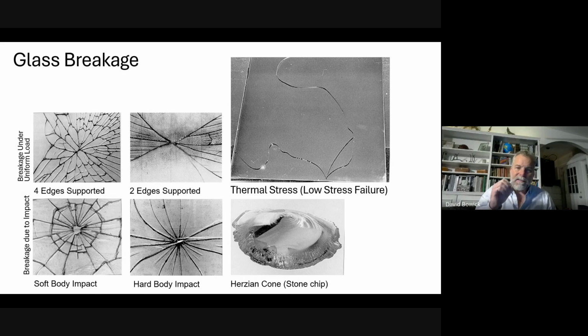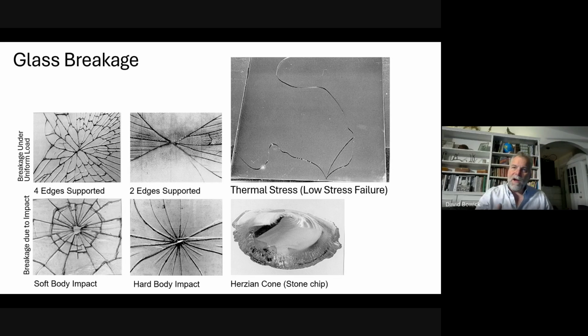So cracks that more or less start from the middle and migrate to the perimeter radially, and then annular cracks that join the radial cracks. Two edges supported. So if we have glass and frames on two sides, but free top and bottom, the crack migrates radially to the supports. You can see the cracks are only going to the supports on the two sides.